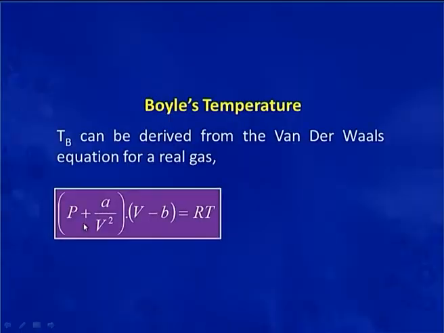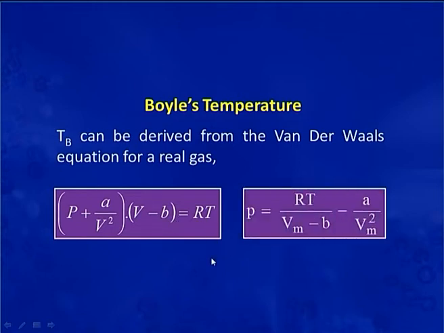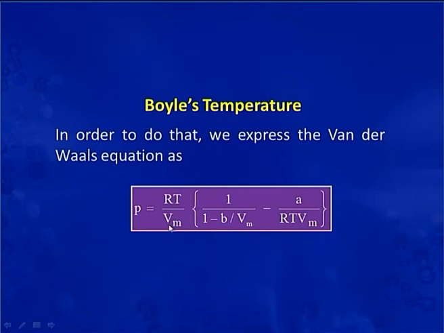TB can be derived from the van der Waals equation for real gases. The van der Waals equation is (P plus a by V square) into (V minus b) is equal to RT. You can write it in another form, that is P is equal to RT by (Vm minus b) minus a by Vm square. In order to do that, we can express the van der Waals equation as RT by Vm into 1 by (1 minus b by Vm) minus a by RT Vm.